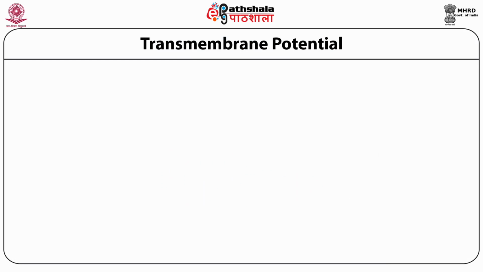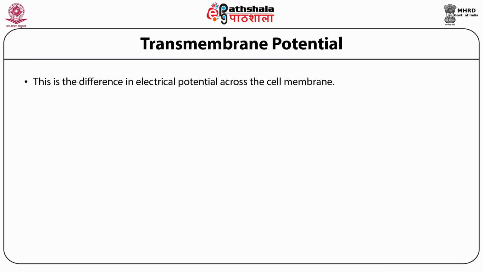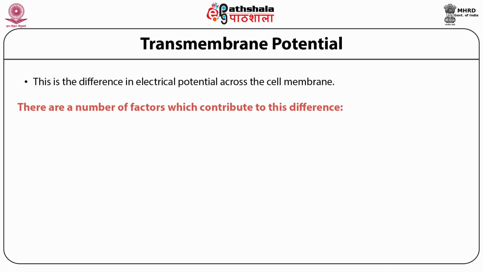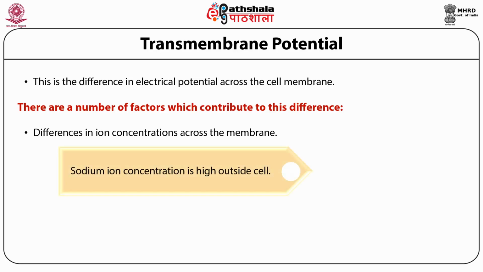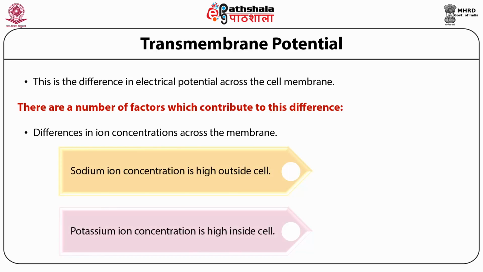Transmembrane potential. Transmembrane potential is the difference in electrical potential across the cell membrane. There are a number of factors which contribute to this difference. First one is the differences in the ion concentration across the cell membrane. Main ions are sodium and potassium. Sodium ion concentration is high outside the cell as I told you before, and potassium ions are more in the intracellular side of the cell.